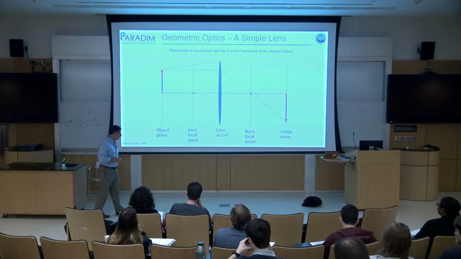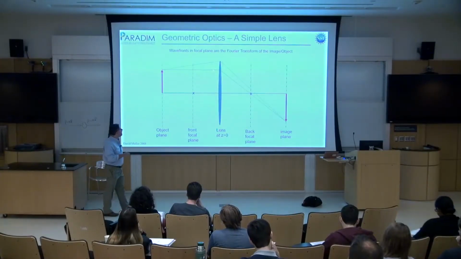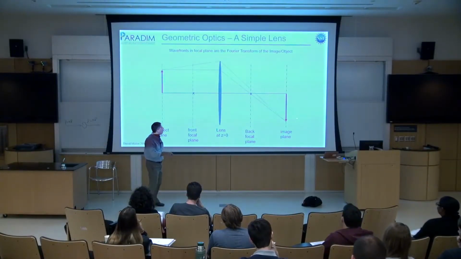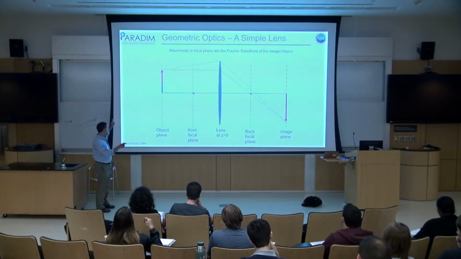Now, what about the rays that did not travel parallel to the optic axis? They have to go back to the same point in the image plane that they originated from in the object plane, because all the intensity is a one-to-one mapping.